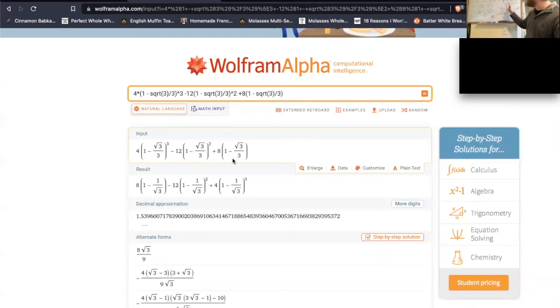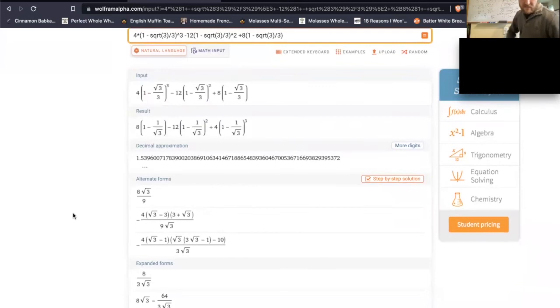It was 1 minus that, the one on the left. Should be good. And, oh, that's nice. 8 root 3 over 9 is that max volume right there. 8 root 3 over 9, which is approximately 1.5396, so 1.540.